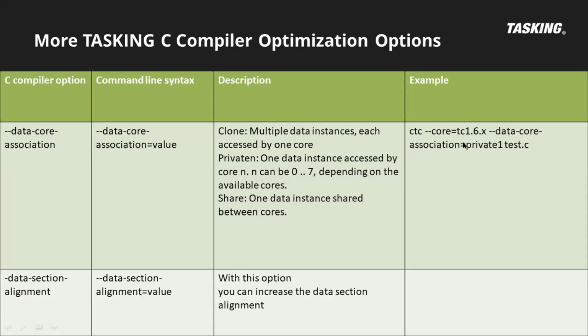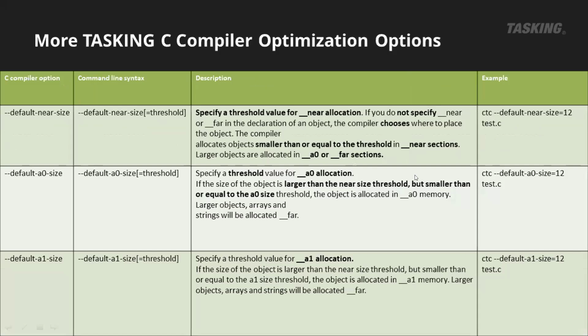And this is an example. I assign the data here to private one. So that means only core number 1 is able to have access to this data. And again, you could increase the data section alignment if you would like, with the data section alignment option. All right, so here we have more options that are related to the memory location.